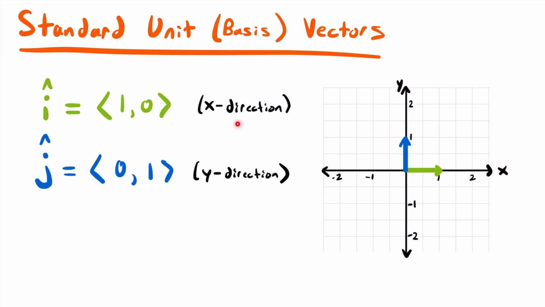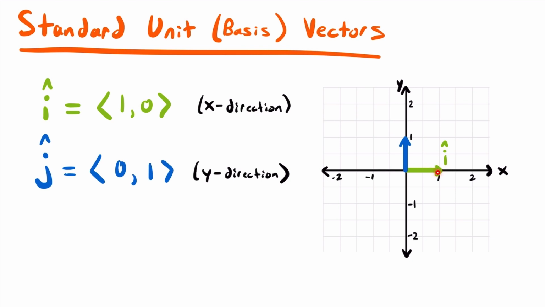All right, so for the x direction, we have the unit vector I, or sometimes you'll hear me call this I hat. And I hat is equal to the position vector of the point 1, 0. It represents a unit of 1 in the x direction. And you can see that in our graph here. This vector right here, that is vector I. It reaches out to the x value of 1, and that's it.